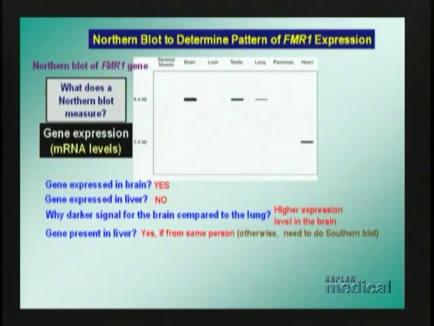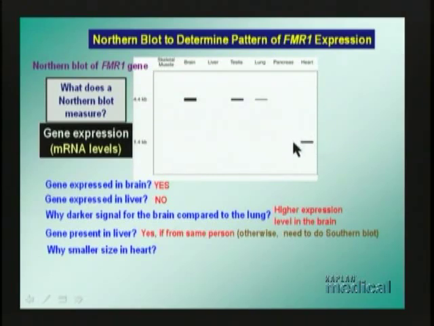If they showed you a northern blot and they say these bands, these messenger RNAs are coming from the same individual, then the answer is yes, the gene is present in the liver. Even though it's not being expressed, it is present in the liver if it's from the same individual. Now the last question is, it's a hard question, why the smaller size in the heart?